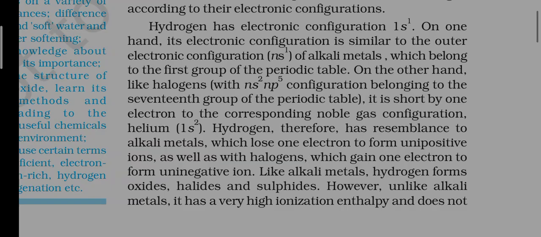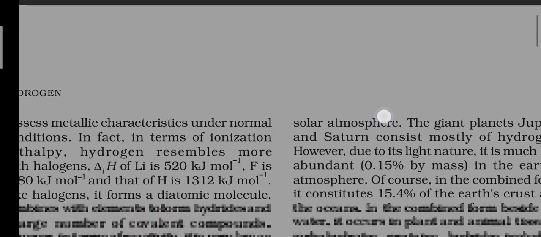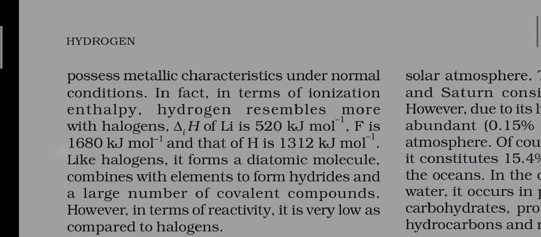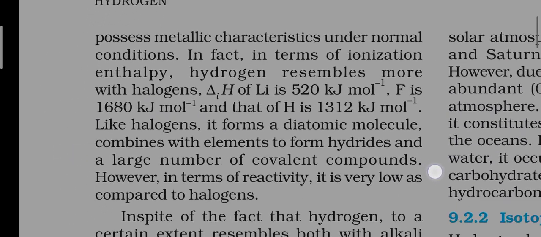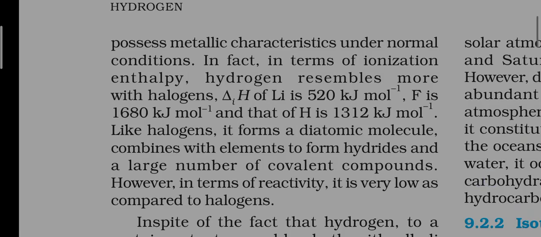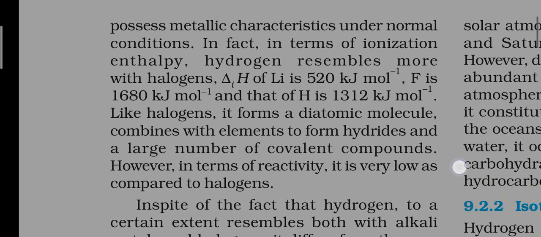Like alkali metals, hydrogen forms oxide, halide and sulfides. However, unlike alkali metals, it has a very high ionization enthalpy and does not possess metallic characteristics under normal conditions. In fact, in terms of ionization enthalpy, hydrogen resembles more with halogens. ΔiH of lithium is 520 kJ mol⁻¹, fluorine is 1680 kJ mol⁻¹ and that of hydrogen is 1312 kJ mol⁻¹.